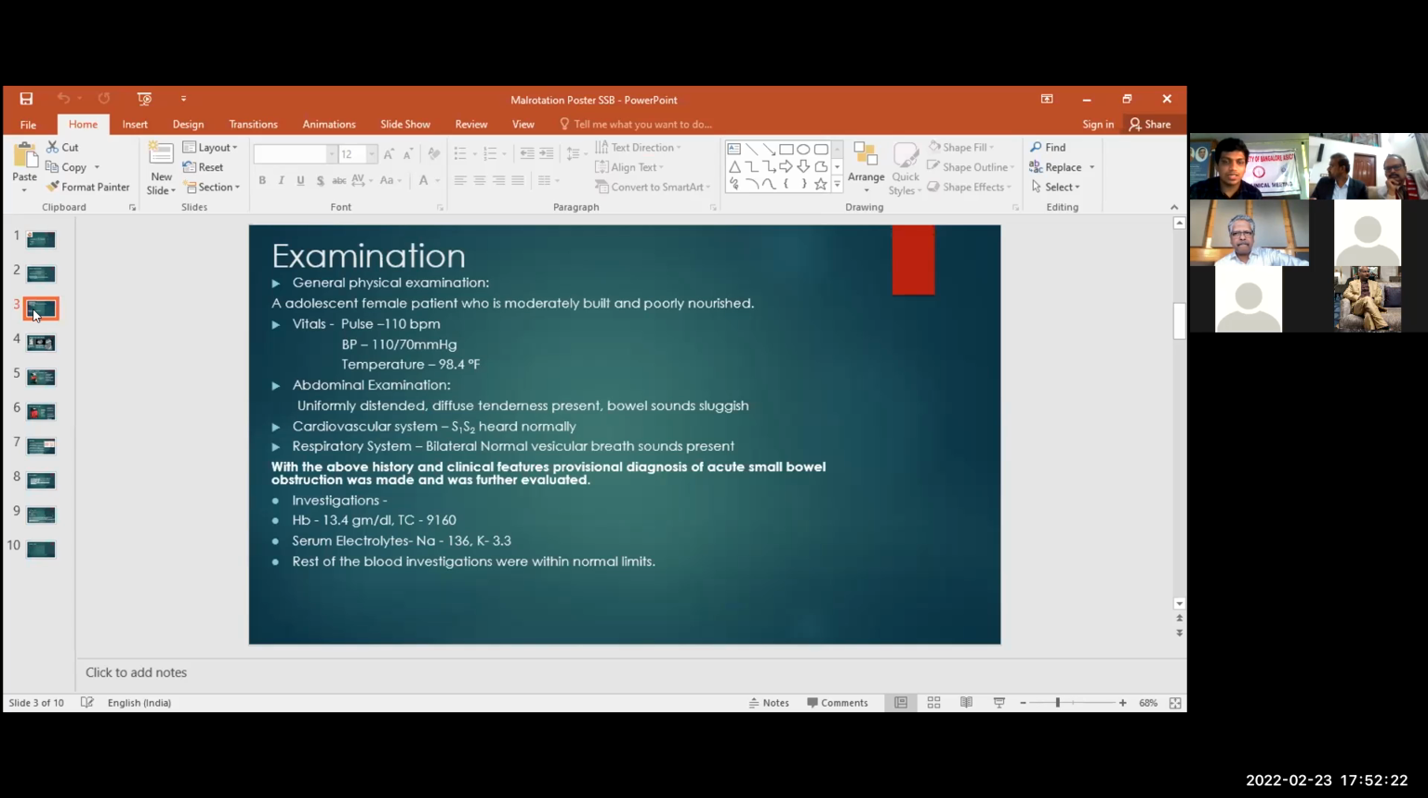With the above history and clinical features, a provisional diagnosis of acute small bowel obstruction was made, and the patient was further evaluated. Coming to the investigations, hemoglobin was 13.4 grams per deciliter, total count was 9,160, serum sodium was 136, potassium was 3.3. The rest of the blood investigations were within normal limits.